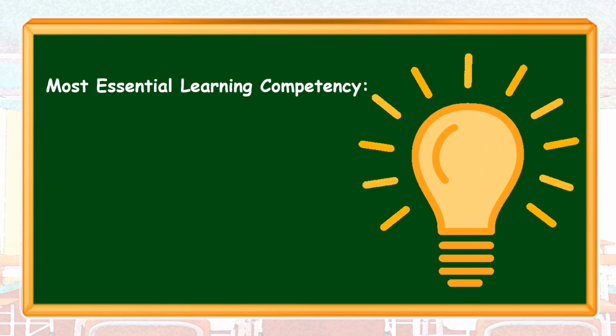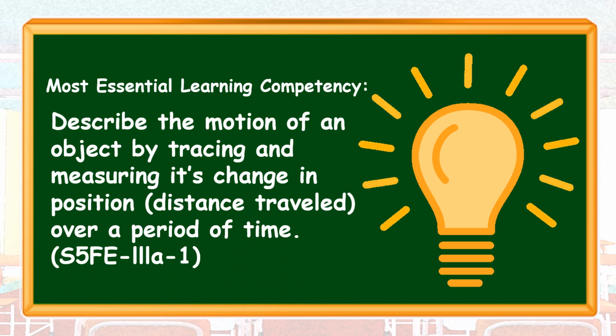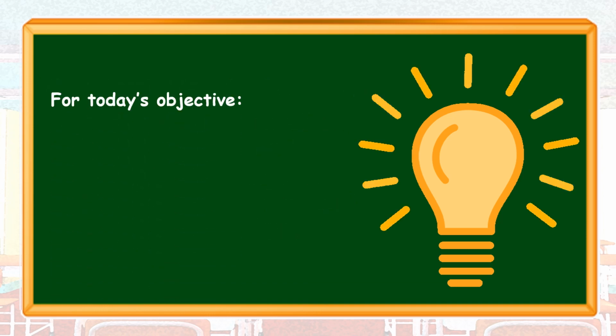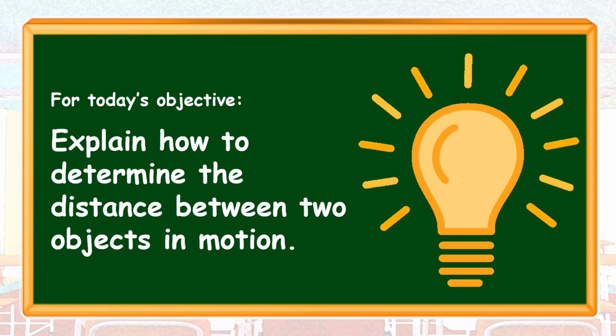For this week's most essential learning competency, describe the motion of an object by tracing and measuring its change in position, distance traveled over a period of time. For today's objective, explain how to determine the distance between two objects in motion.